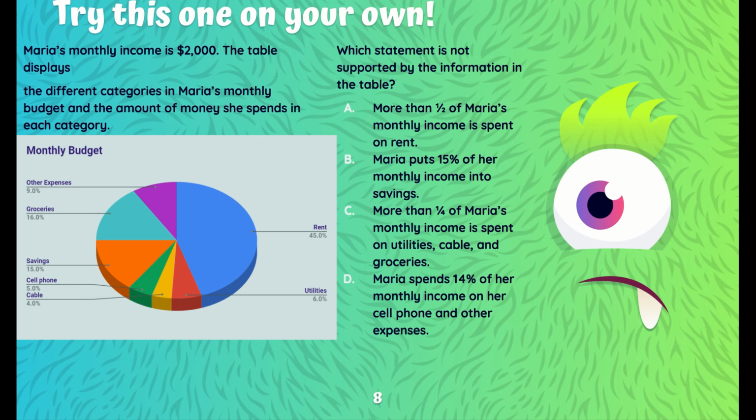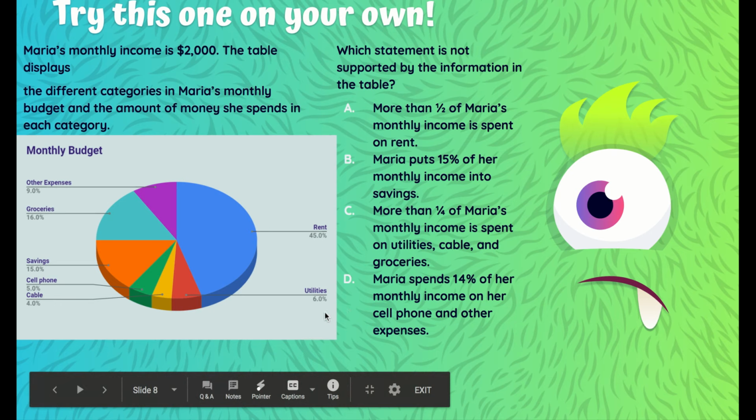All right. So let's go ahead and get back into it, explaining. So looking at more than 1/2, remember we said you convert that and you should get 50%. And we see that she only spends 45% here. Then it says 15%. So we know that that was not supported by the table. This one says 15% of her monthly income into her savings. She does. This one says more than 1/4. 1/4 is 25%, right? They said it's coming from her utilities, cable, and groceries. If I add her utilities, her cable, and her groceries, I should get 26 because it's 6 plus 4 plus 10. That's 26, which is more than 25%.